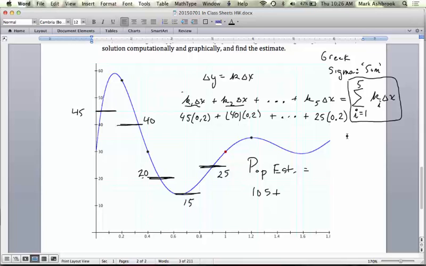So our population estimate is going to be the 105 plus the sum of the k delta x's, in this case 5 of them. If you did delta x of 0.1, then you'll have 10 of them added together. Everyone could have something different. So then the population estimate will be 105 plus our estimate of the change based on constant rates that are trying to be the actual rate function.